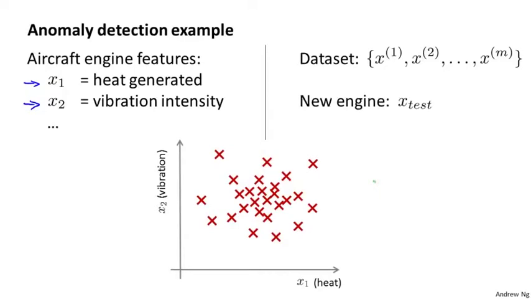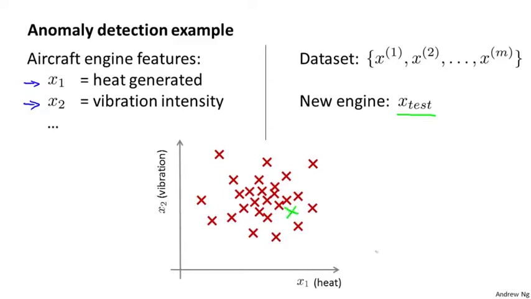Let's say that on the next day you have a new aircraft engine that rolls off the assembly line, and your new aircraft engine has some set of features X test. What the anomaly detection problem is, we want to know if this aircraft engine is anomalous in any way. In other words, we want to know if maybe this engine should undergo further testing, or if it looks like an okay engine, and so it's okay to just ship it to a customer without further testing.